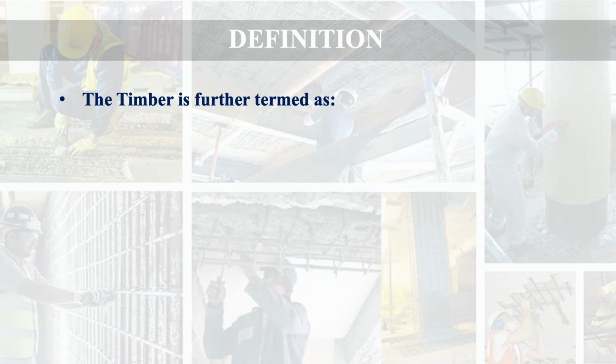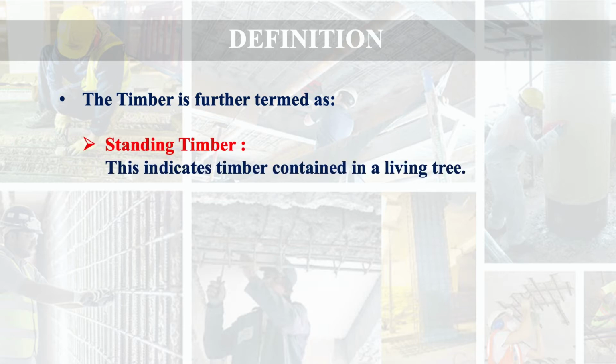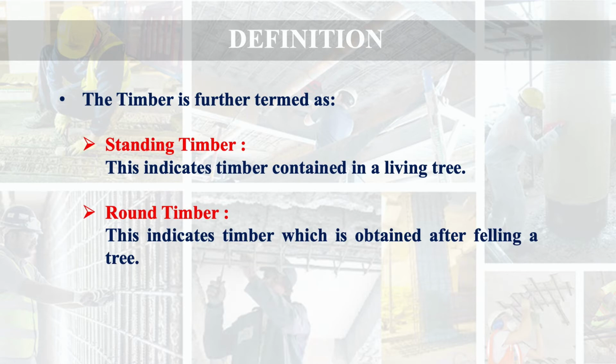The timber is further termed as standing timber and round timber. Standing timber is the timber contained in a living tree, means the wood which is there in the living tree, that is called standing timber. The round timber indicates the timber which is obtained after felling of a tree.